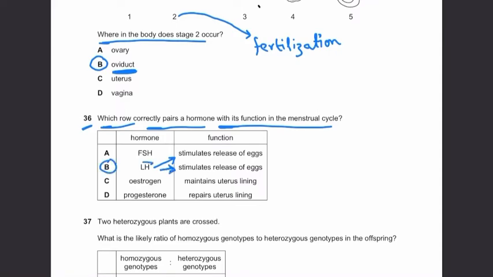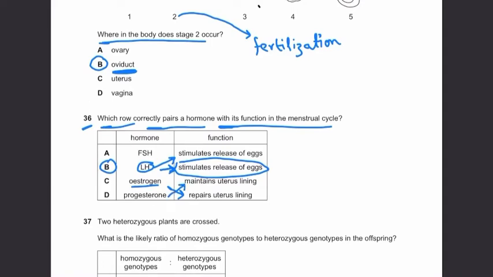Because for LH, what is the correct match? Stimulates the release of eggs. If we talk about estrogen, so guys, estrogen repairs the uterus lining, not maintains. The uterus lining is maintained by the progesterone.